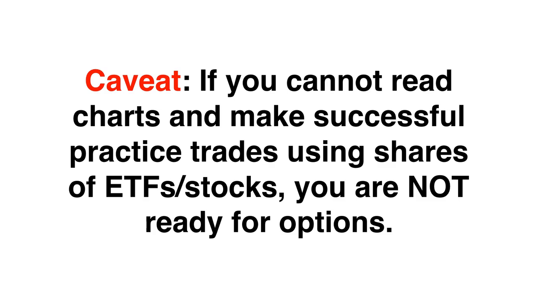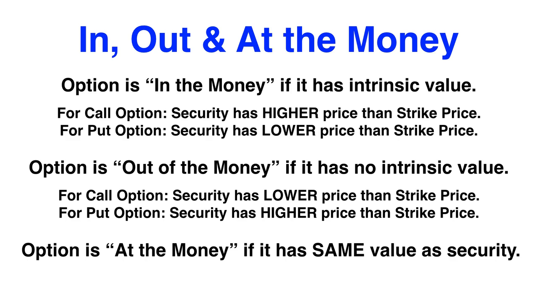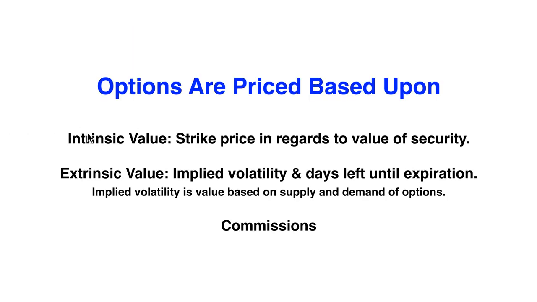Now, let's jump back into where we left off from Part 1. We're going to talk about in, out, and at the money options. An option is in the money if it has intrinsic value. Now, you remember us talking about the various values. Intrinsic value is strike price in regards to the value of the security. Extrinsic value is the other things like implied volatility, days left until expiration of the option itself, because remember, options, they go bad, they disappear, they're a contract. You don't have any ownership. And of course, commissions. That's where our pricing models come in.